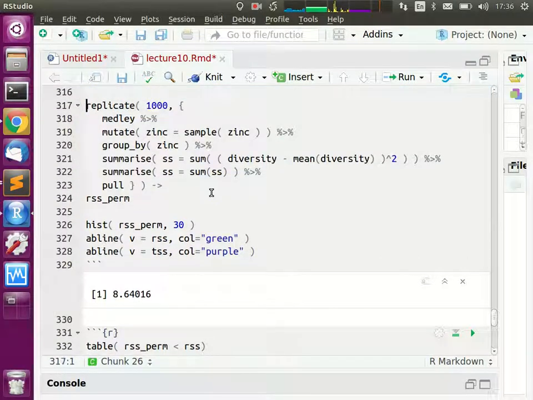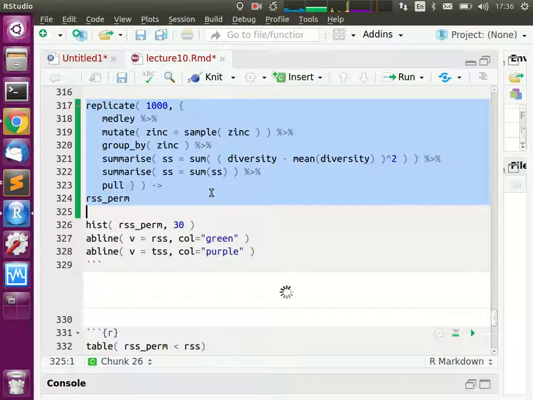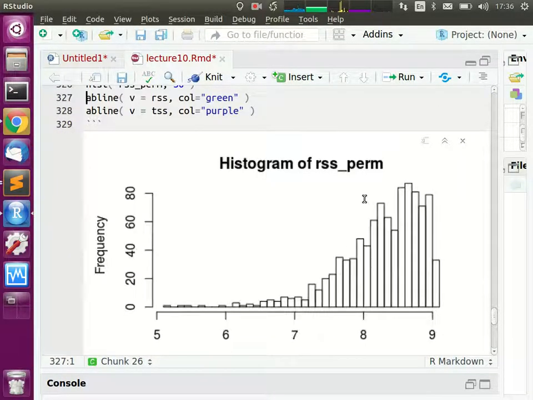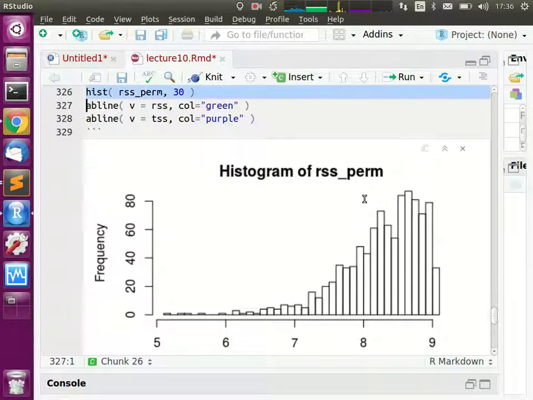Again, I use my replicate command to do this 1,000 times. And if I do this 1,000 times, I can now make my histogram of all these permuted things. And in this histogram, I now will put 2 lines.